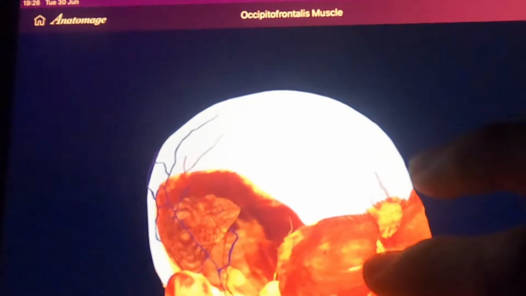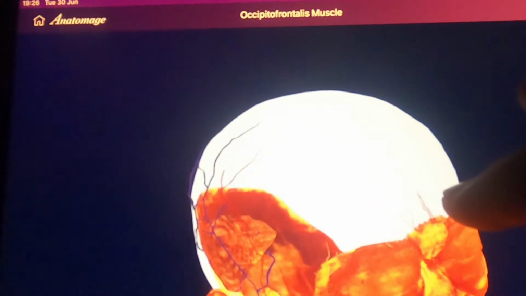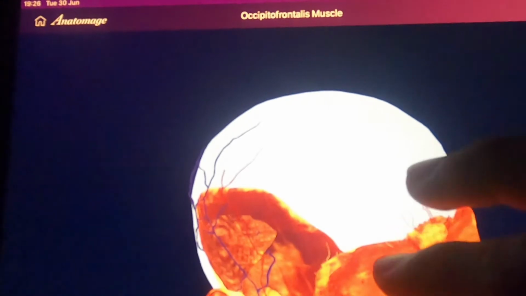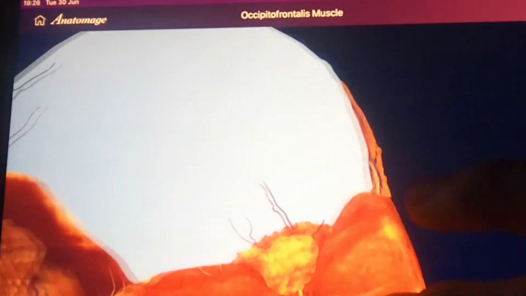Now, talking about the frontalis belly, the origin is from the galea aponeurotica, and insertion is on the skin above the eyebrows. The innervation is also via the facial nerve via its temporal branches. The action is to draw the scalp anteriorly and also raise the eyebrows and also the skin over the nose and eyes. It is supplied by the supraorbital artery and also the supratrochlear arteries.